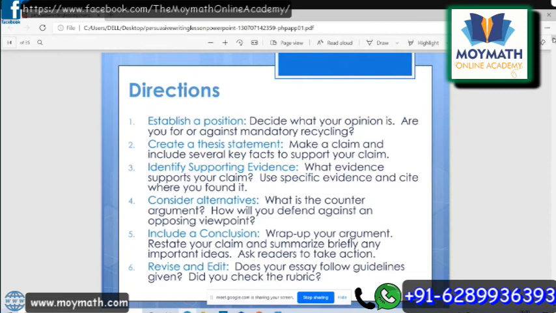Include a conclusion. Wrap up your argument, restate your claim, and summarize briefly any important ideas. Ask readers to take action. Revise and edit. Does your essay follow the guidelines given? Did you check the rubric? I'll show you the rubric.